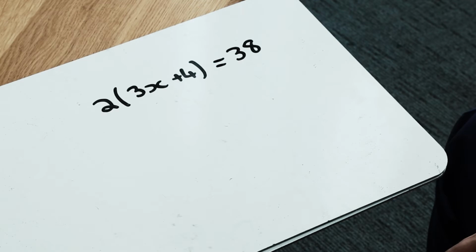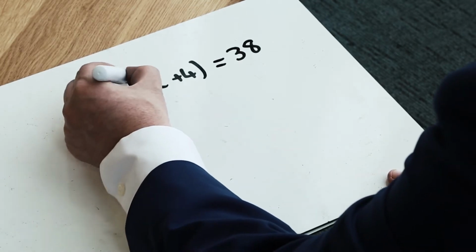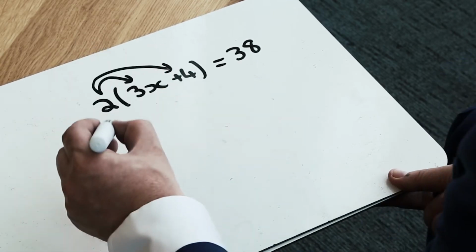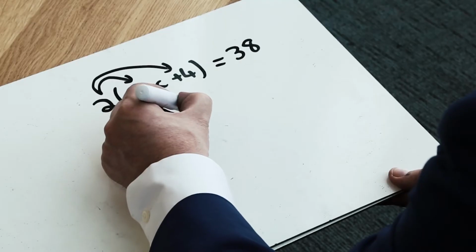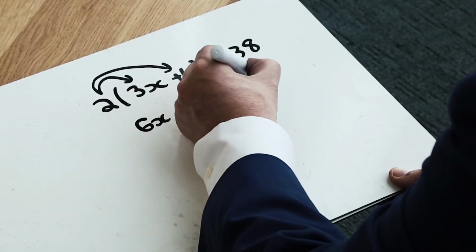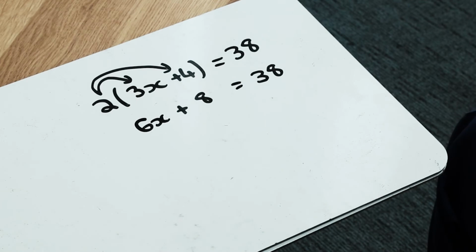Now my first progress line would be to actually remove the brackets, to expand the brackets. And I've got to do this really, really carefully. I'm going to multiply the 2 by the 3x, and I'm going to multiply the 2 by the 4. And I've got to be really careful just to make sure that 2 times 3x is actually 6x, so I write 6x there. Sometimes under exam pressure some students write 5x, but remember we're multiplying the 2 by the 3, so that's 6x. When I multiply the 2 by the 4, I get 8. So I have here 6x plus 8 is equal to my 38.